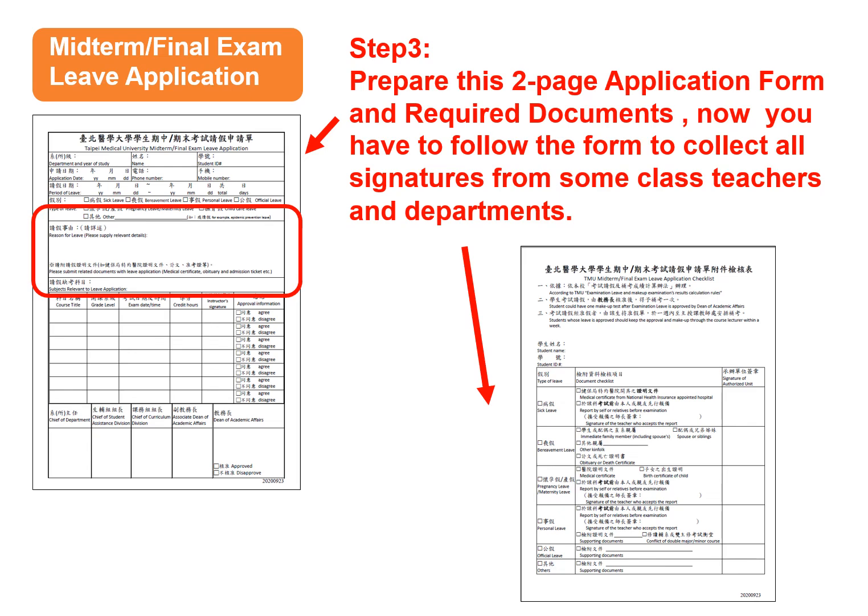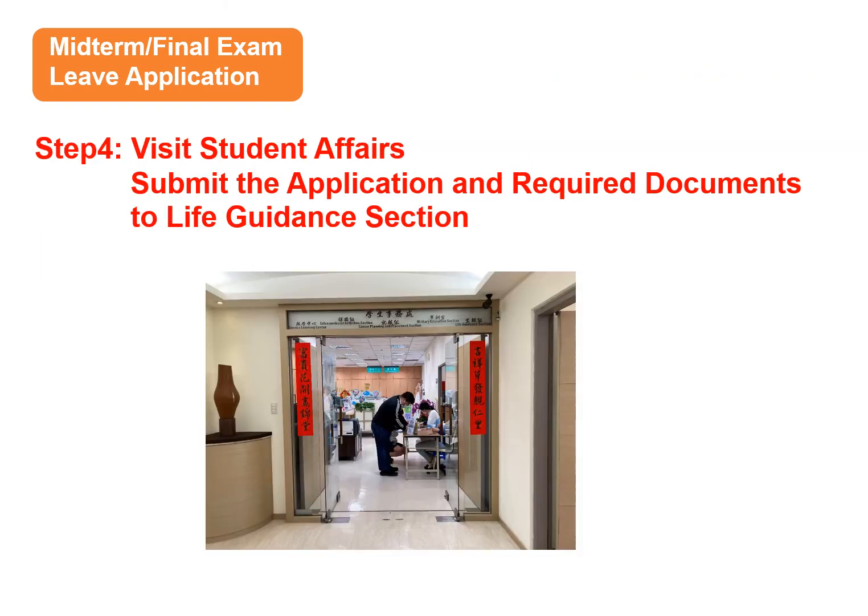Now you have to follow the form to collect all signatures from some class teachers and the departments. Once you are done with the signatures, bring those two documents and visit our department, the student affairs, and submit the application form and the required documents to the life coordination section.